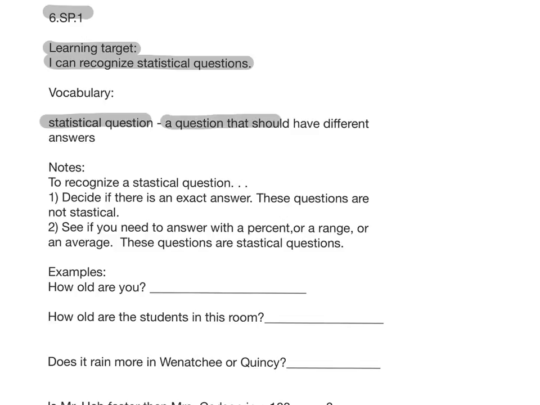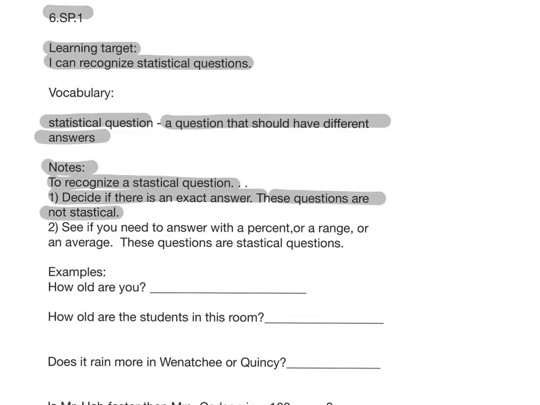It's a question that should have different answers. It's a question that you use statistics to answer, not just a single answer. In other words, if you can answer one of these questions with just a number, then it is not statistical. Well, let's write these notes down and that should make it make more sense. So to recognize a statistical question, first decide if there is an exact answer.